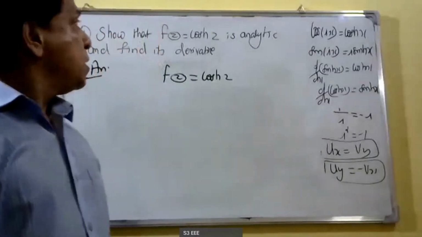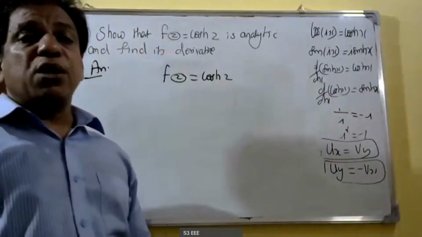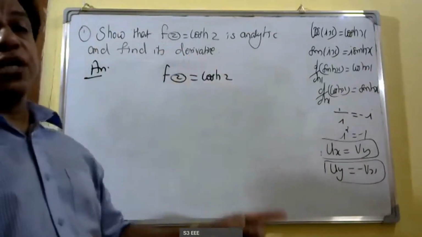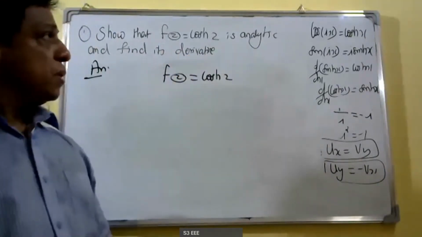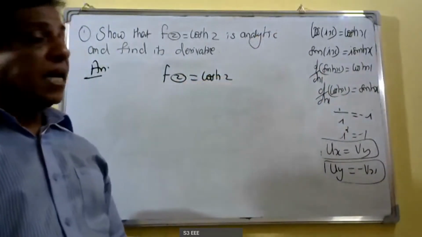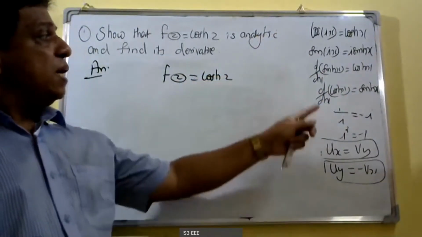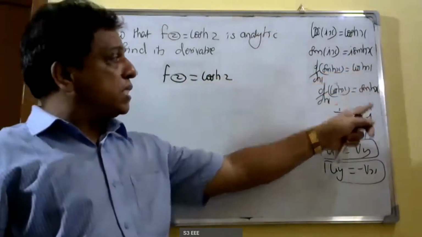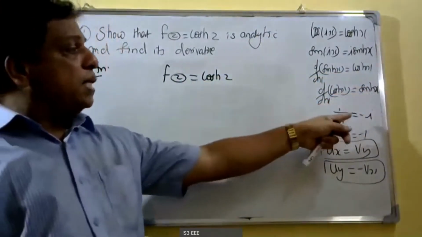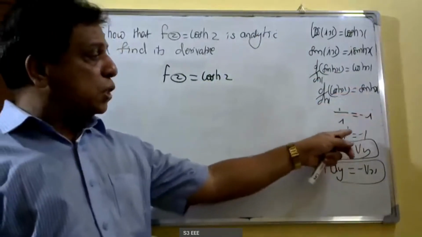Good morning, students. Today we will discuss another problem. f(z) = cosh z is analytic, and we have to find its derivative. We can apply the formulas cos ix = cosh x, sin ix = i sinh x, d/dx of sinh x = cosh x, d/dx of cosh x = sinh x, and 1/i = -i² = -1.